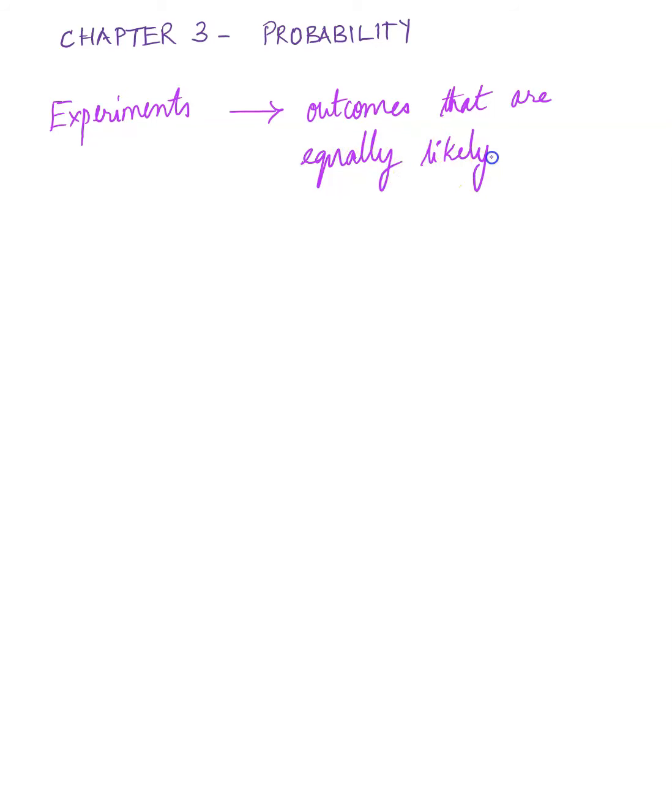Let's talk about the experiments which were described in the previous lecture. Let's talk about experiments that have outcomes that are equally likely. What this means is that every outcome of the experiment occurs with equal probability. Okay? So I'll just say every outcome has equal probability.